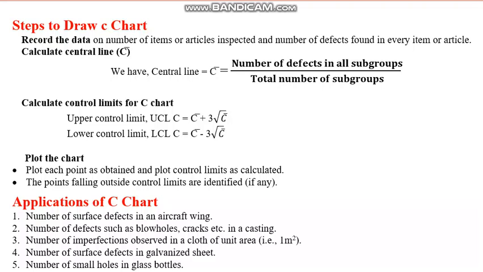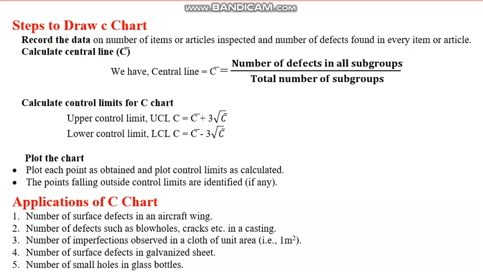Now, applications of C chart: the number of surface defects in an aircraft wing. If an aeroplane is traveling, you can choose 1 square meter area, and in that area you can see how many defects are there. You cannot say the entire thing is defective and throw it away. You have to find out how many surface defects are there.